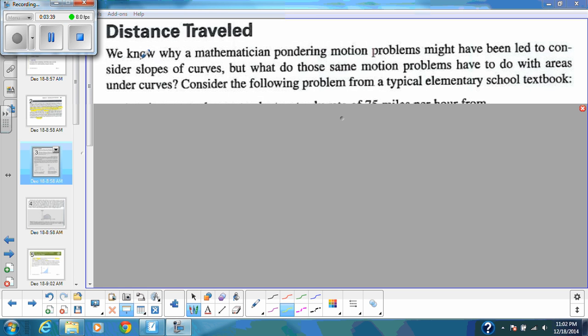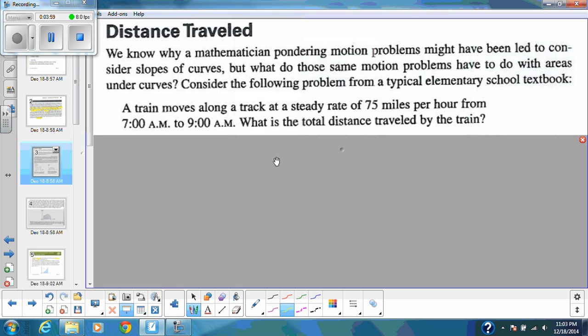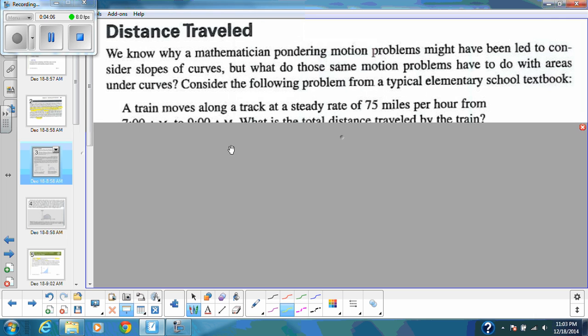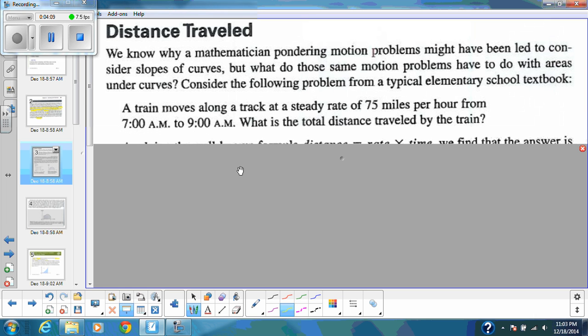Here's an example for you. Distance traveled. We know why a mathematician pondering motion problems might have been led to consider slopes of curves. But what do those same motion problems have to do with the areas under curves? Well, consider the following problem from a typical elementary school textbook. A train moves along a track at a steady rate of 75 miles per hour from 7 a.m. to 9 a.m. What is the total distance traveled by the train? Well, obviously, if it's going at this constant rate of 75 miles an hour for 2 hours, it's going to travel 150 miles.